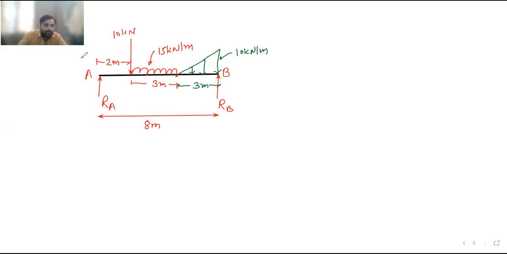This is your homework problem. Tomorrow is Sunday, so you have ample time. Just a single numerical is there. So on Monday, please give me the answer of this question. Okay. So today we will stop over here.